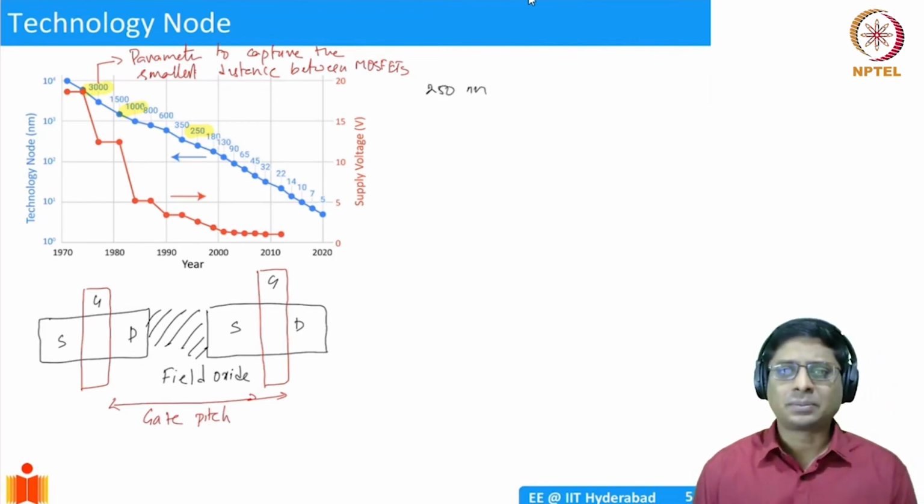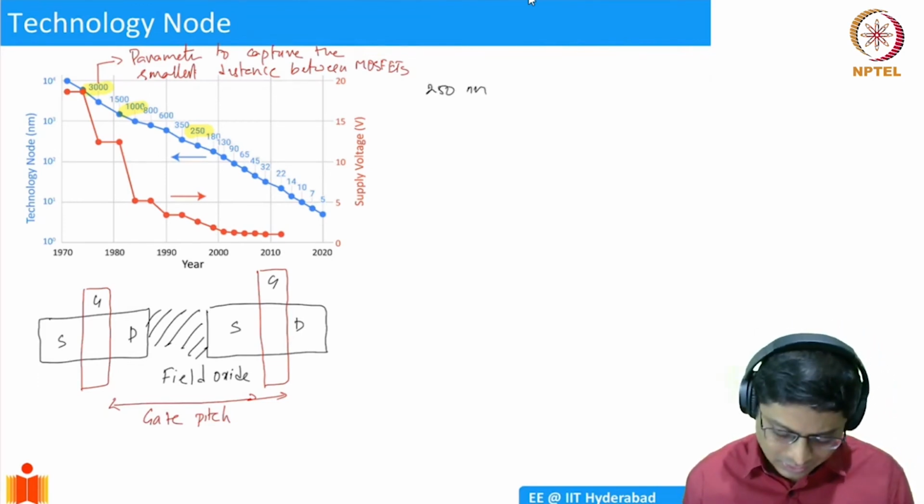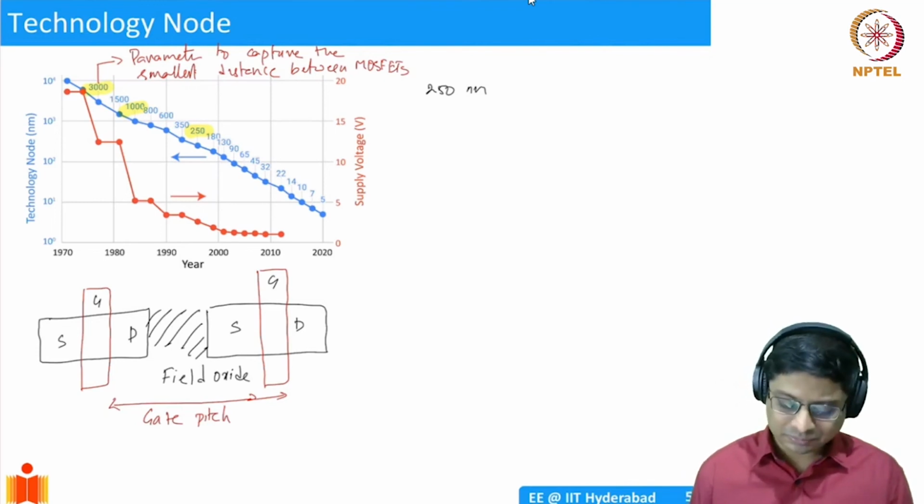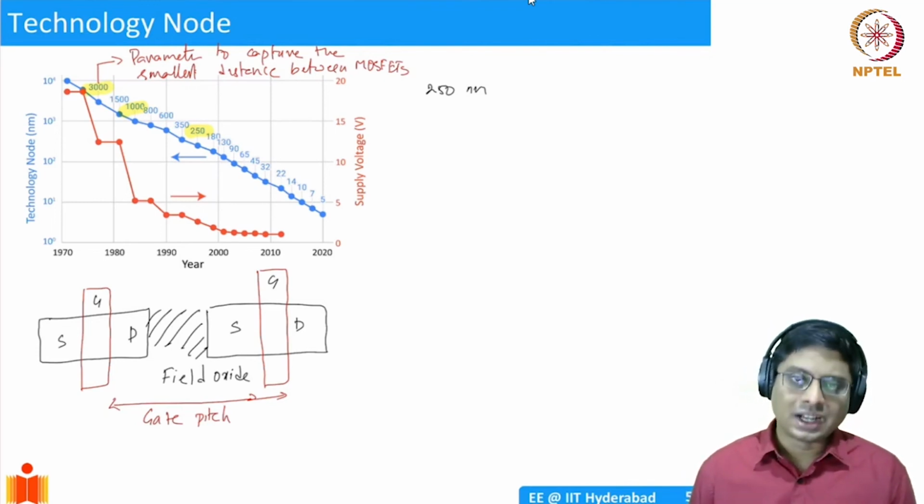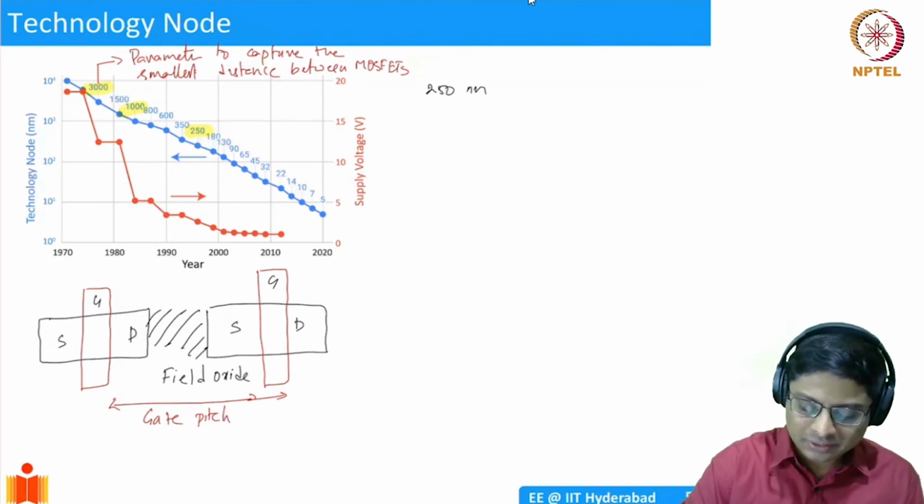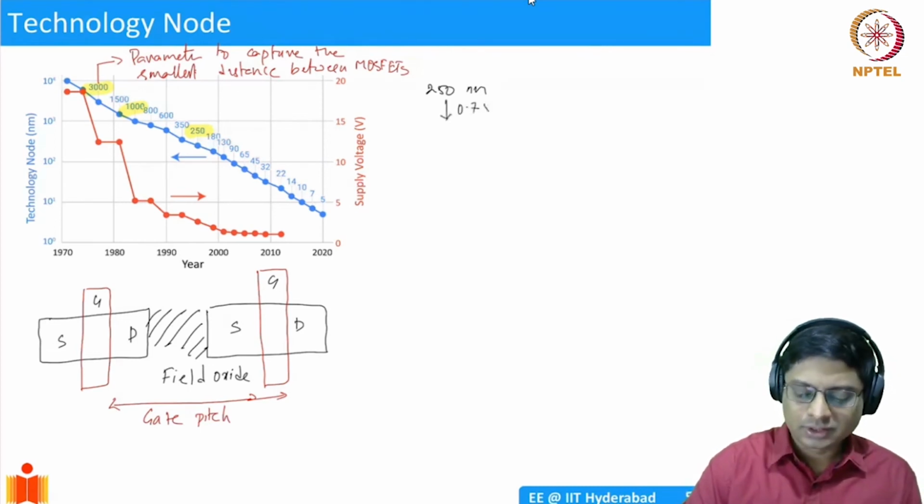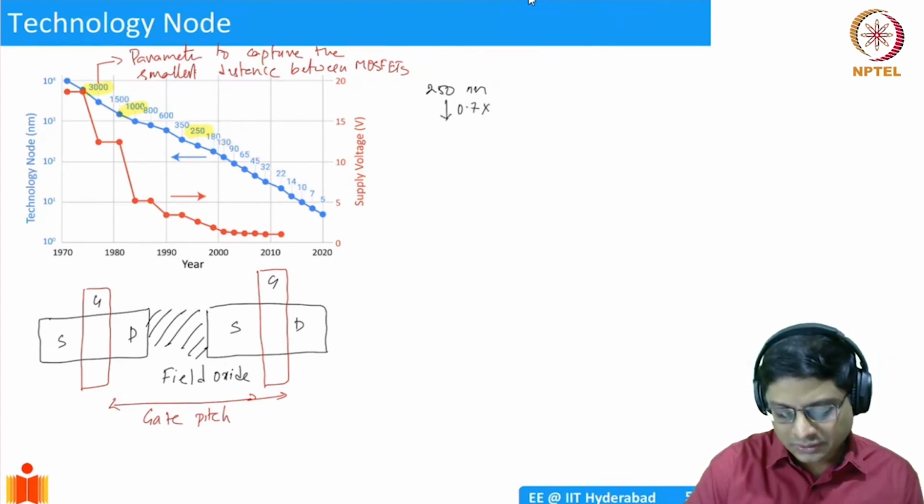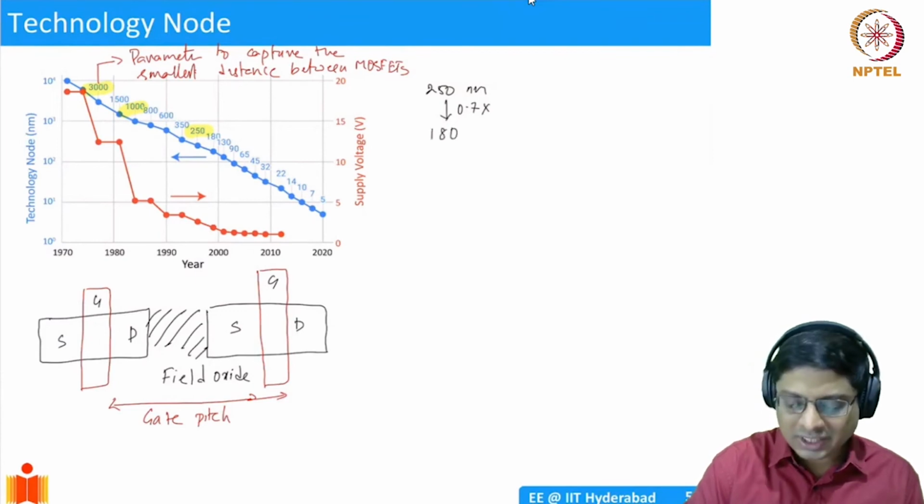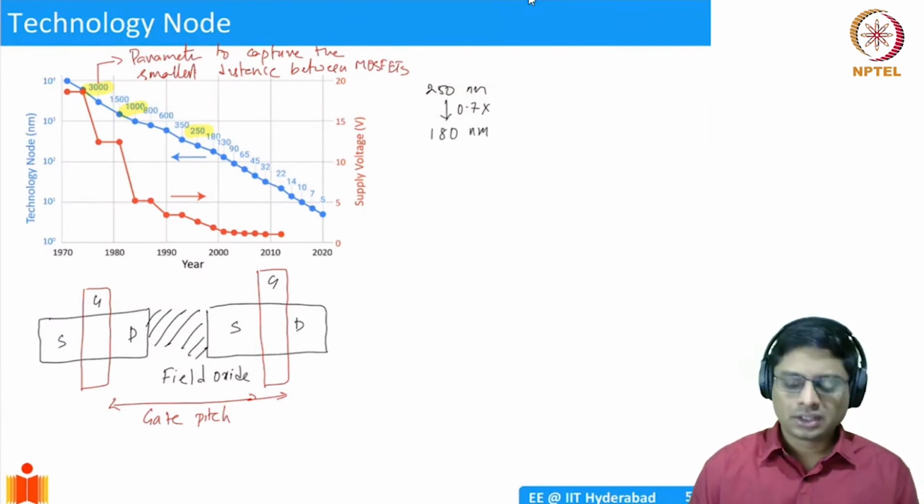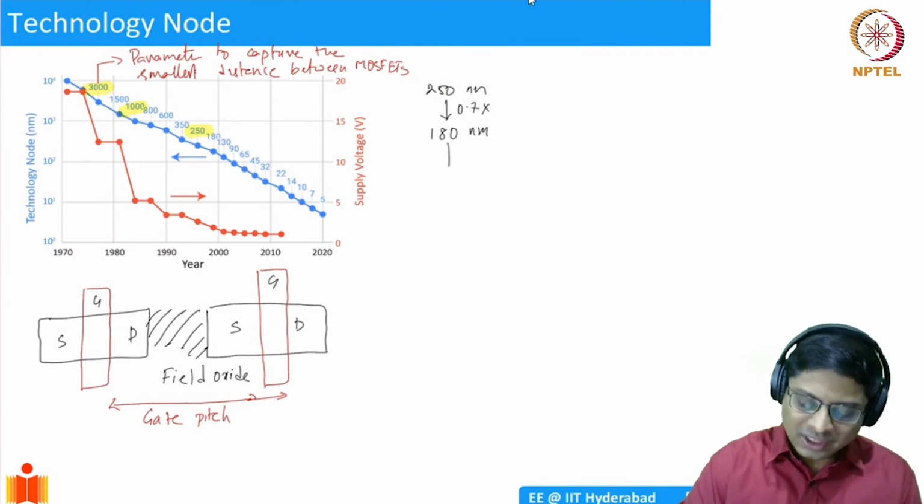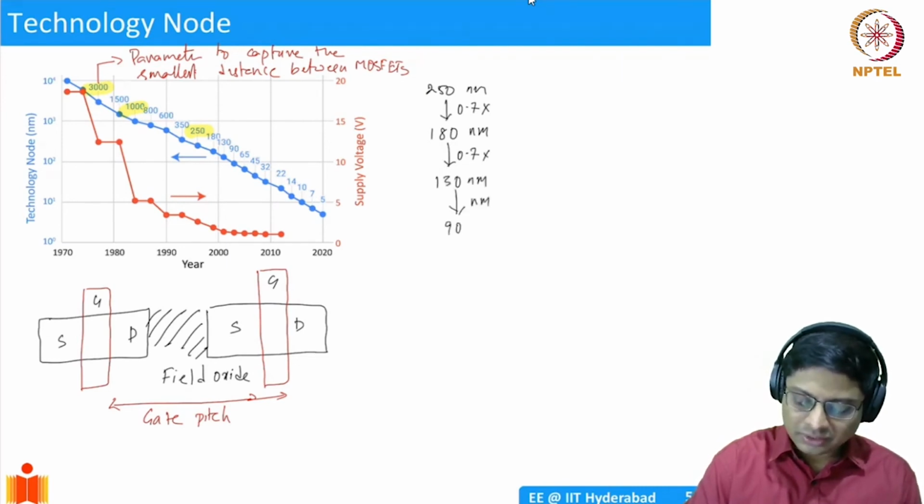I'll take that distance, that particular technology. This was, I think, demonstrated in '95, approximately. What I'll do is shrink it by a factor of 0.7x. What do you get? The feature size now will be close to 180 nanometers. Okay. And then if you shrink it again by 0.7 times, this will be 130 nanometers. And if you shrink it again, you get 90 nanometers.